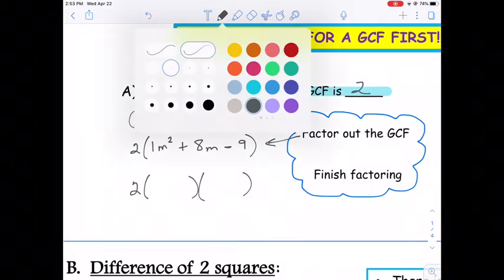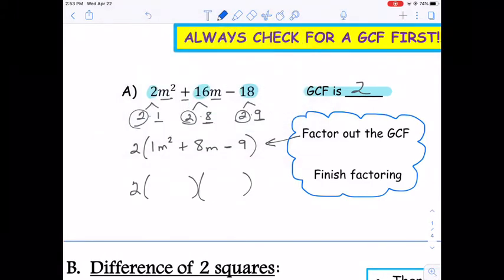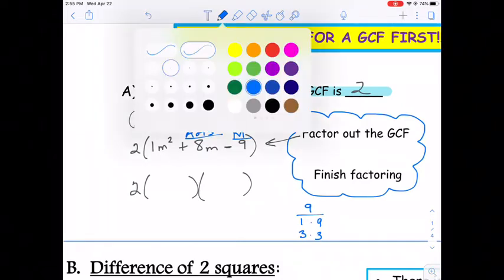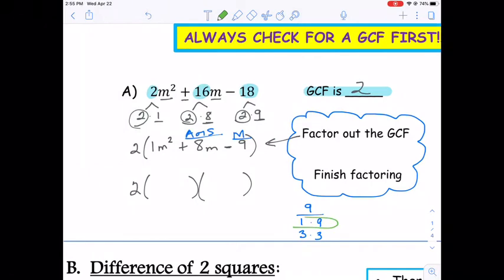So remember, we're going to look for 2 numbers that multiply to 9 and add or subtract to 8. So as I think about what multiplies to 9, I can do 1 times 9 or 3 times 3. Then I want to look at the 8. Can I add or subtract these numbers to get an 8? If I subtract 9 minus 1, I will get 8. So 9 and 1 are the numbers I'm going to use over here.